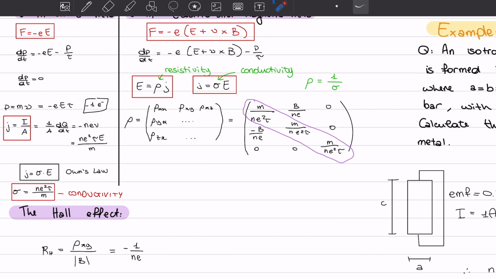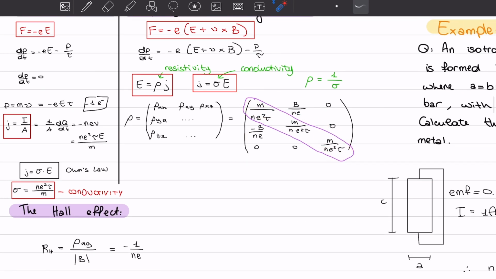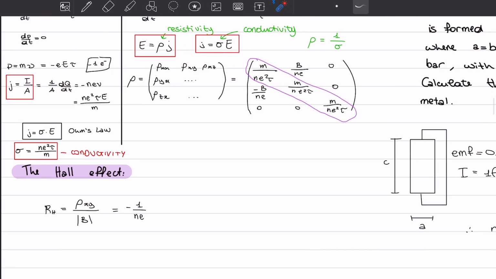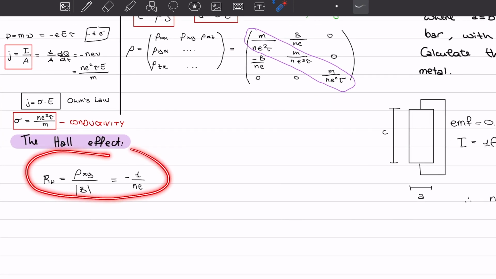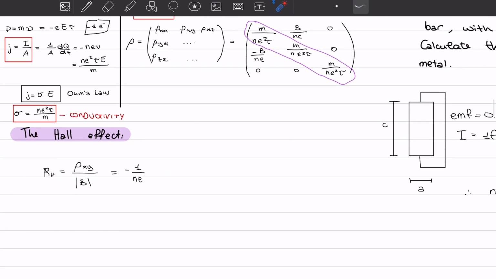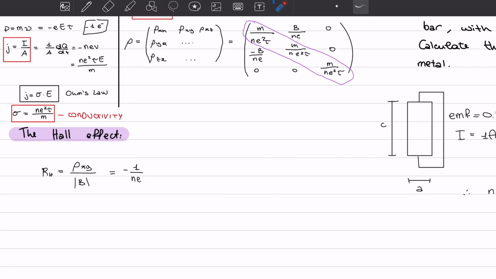We need to define one more thing which is important, which is the resistivity matrix, which is this thing over here. And once you write it down, you get all these terms, and the off-diagonal of the matrix is actually something called the Hall effect, which is written over here. So the Hall effect is really important, and it's defined as when a magnetic field is applied perpendicular to a current flow, a voltage can be measured perpendicular to both.